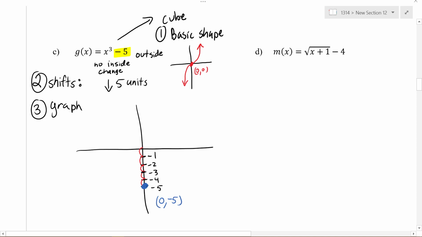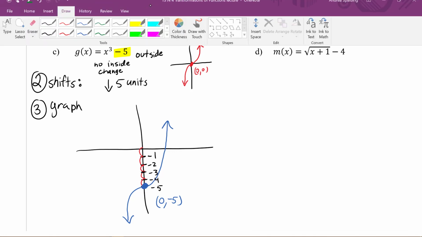Okay, so after I've plotted and labeled my origin point that's been shifted, now I'm going to draw in that basic shape from there. I want this to look like the cube function. So I'm going to go up to my point, curve up and to the right, put an arrow, then curve down and to the left, and then put an arrow. So that looks like my cube function shifted down 5 units.